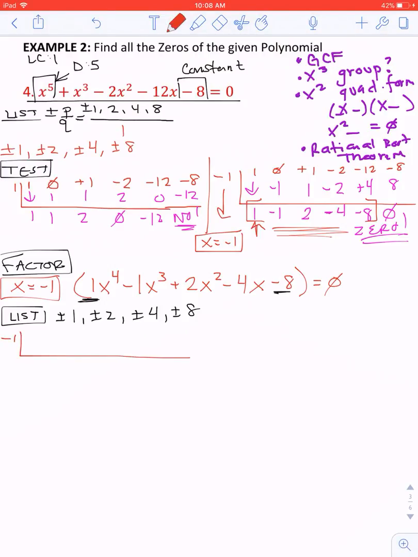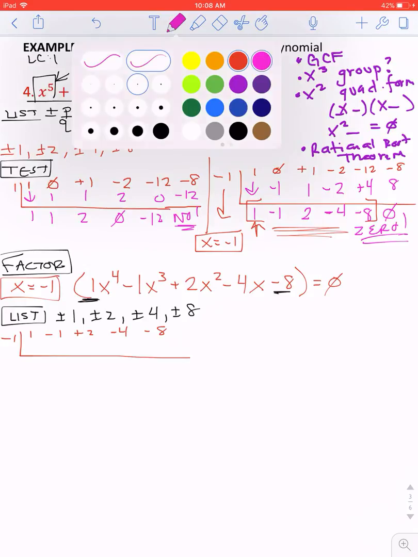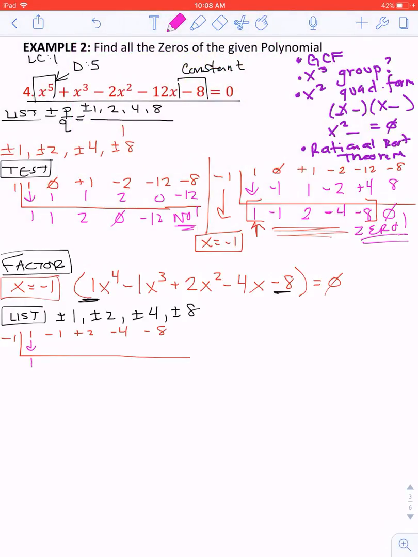My new coefficients are 1, negative 1, positive 2, negative 4, negative 8. So let me test that real quick. Just make sure it's not a double. Bring that down. Negative 1, negative 2, positive 2 gets me a 4. Negative 4 gets me negative 8. Oh, negative 1 times negative 8 is positive 8. And I have a double 0.